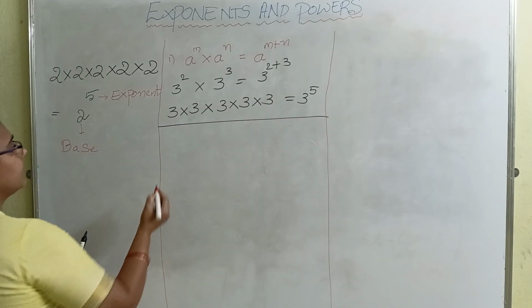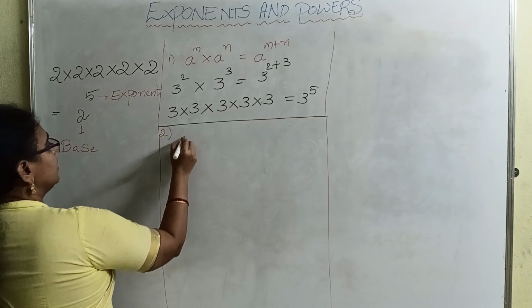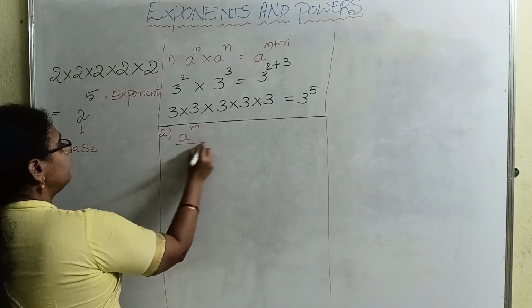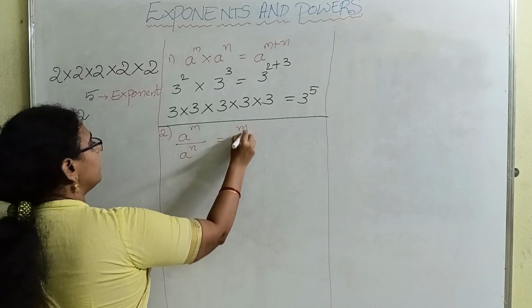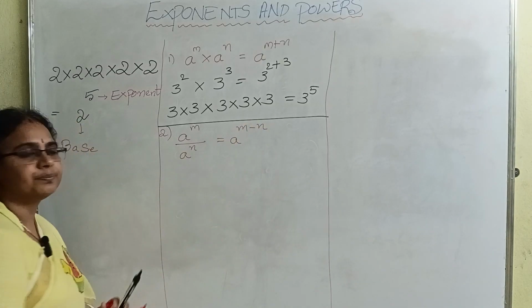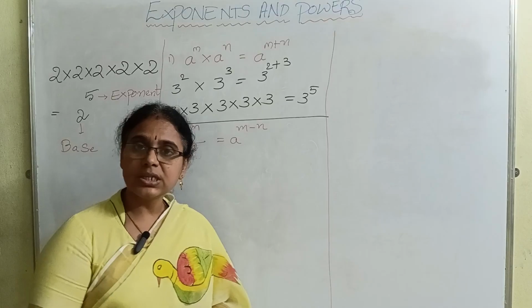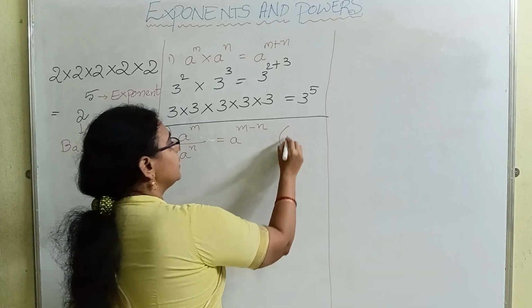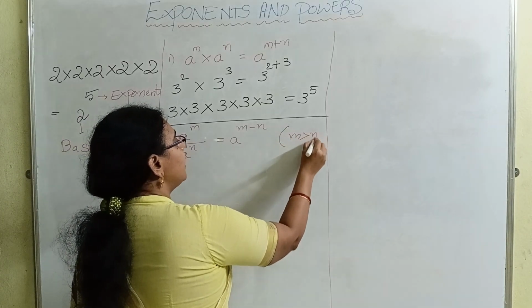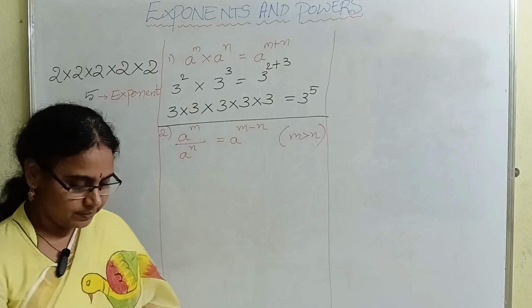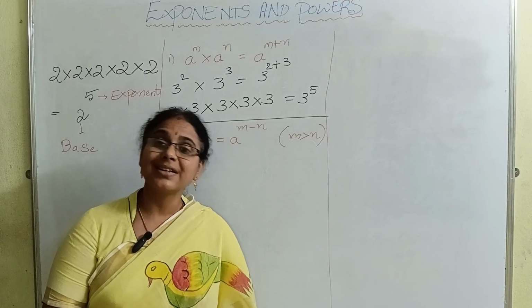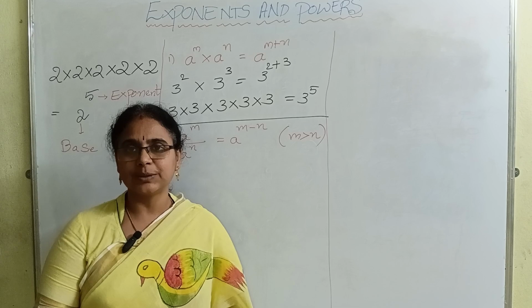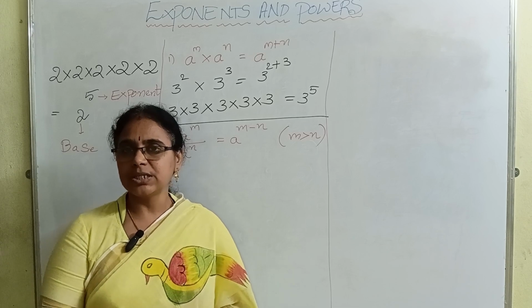We'll go through the second one. a power m by a power n is equal to a power m minus n. When will we use this formula? If m is greater than n, that is, the numerator exponent is greater than the denominator's exponent, then we will apply this formula.